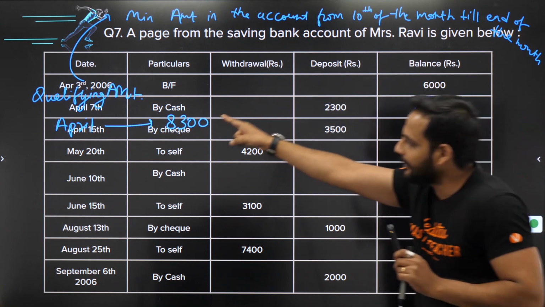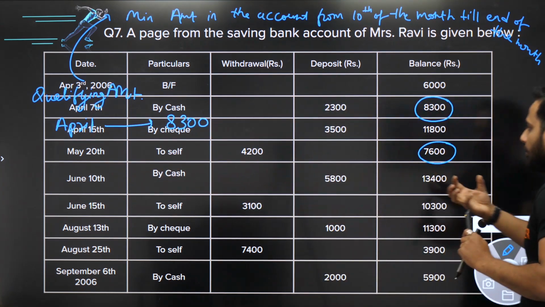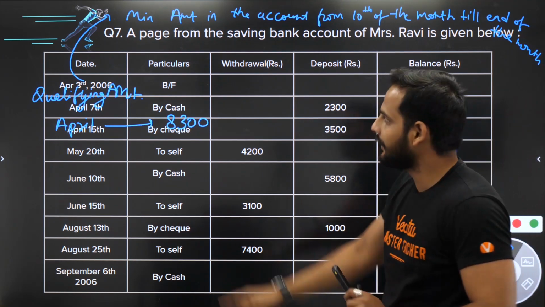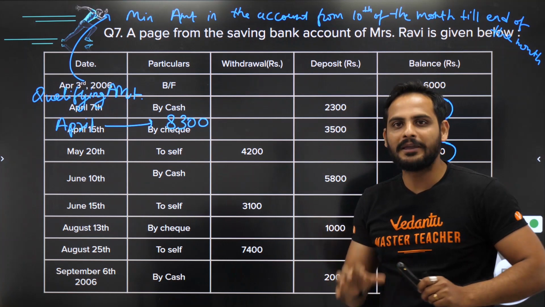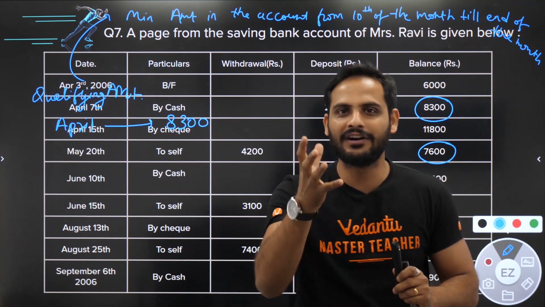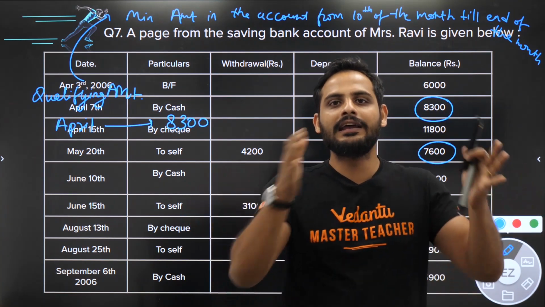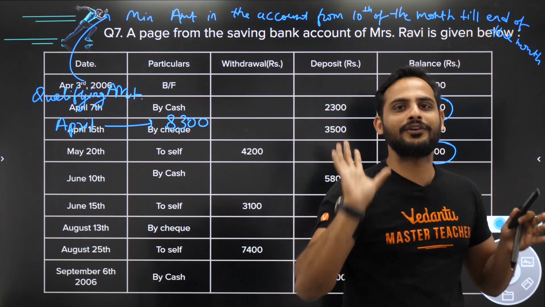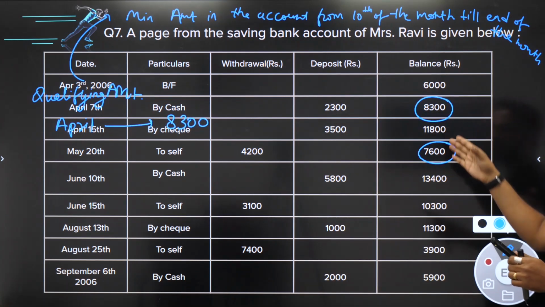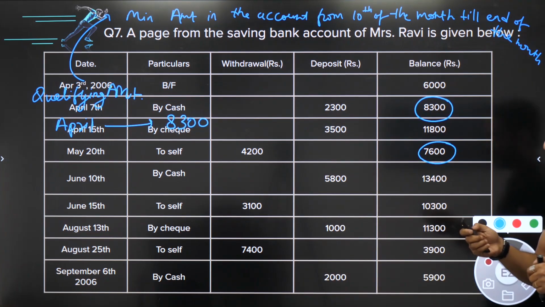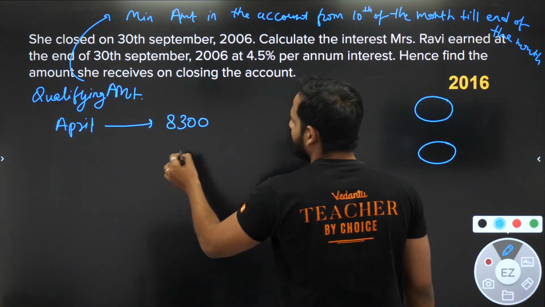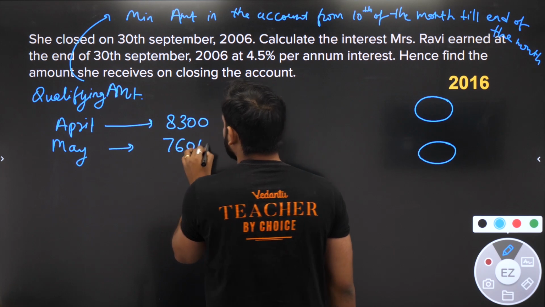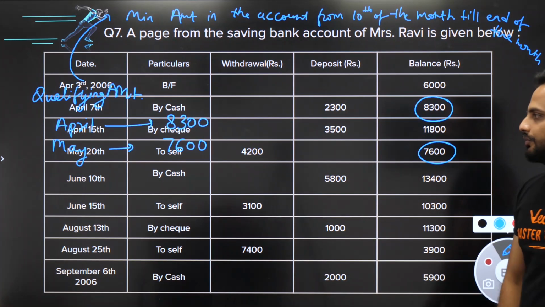But on 20th May, I withdraw some amount and I am left with only 7,600. And what is the qualifying amount, beta? Qualifying amount is the minimum amount. Bank wale are very clever people, na? They won't give you interest for free. They'll say that from the 10th till the end of the month, whatever is the minimum amount, I'll give you interest on that. So beta, the minimum now in the month of May is what? 7,600 only. So the qualifying amount for the month of May will be 7,600.